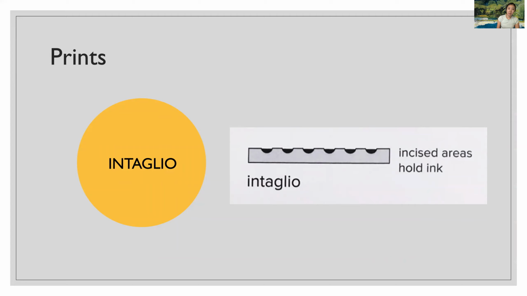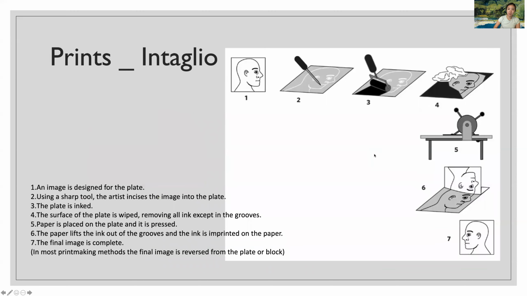And let's see the next printing technique, intaglio. Intaglio prints make the print plates' incised areas hold the ink, like this image. Let's see in detail. So this is the process of intaglio printing.